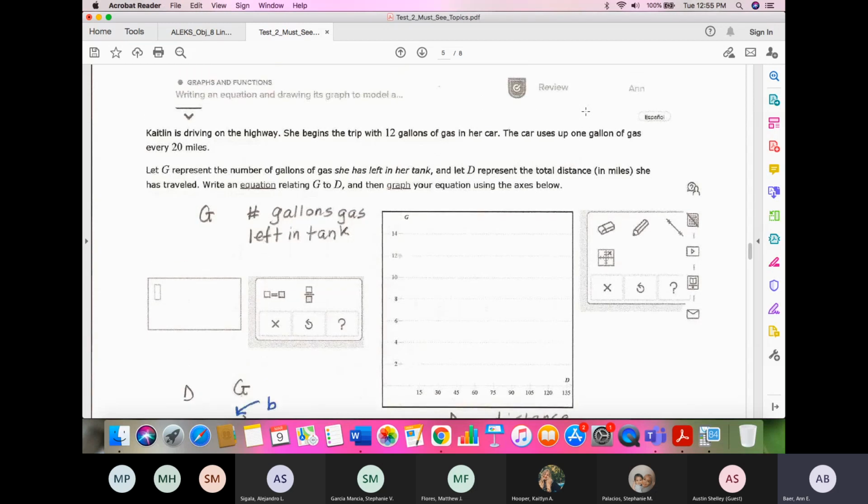This problem is writing an equation and drawing its graph to model a real world situation. Caitlin is driving on the highway. She begins the trip with 12 gallons of gas in her car. The car uses up 1 gallon of gas every 20 miles. And you will notice these problems are different than what I presented originally in the course. They're the same topics. We've seen these topics before, but they're a little different now in terms of the questions.